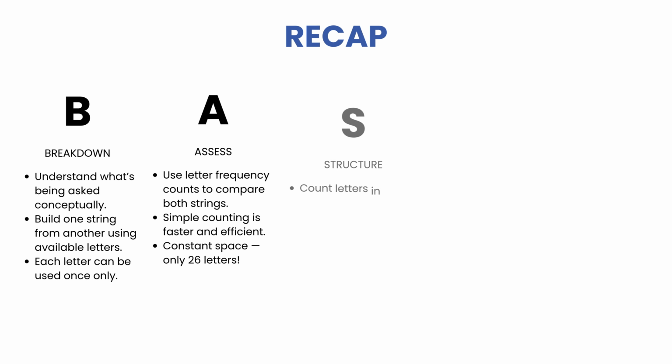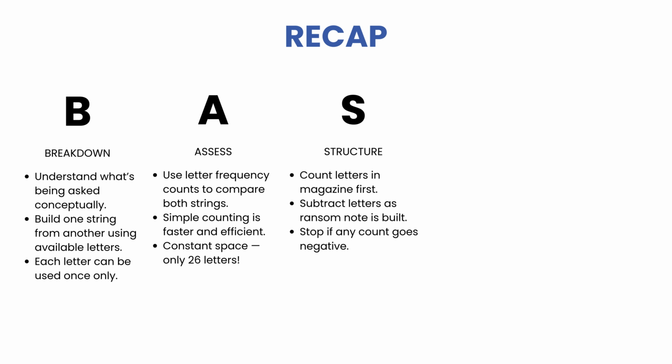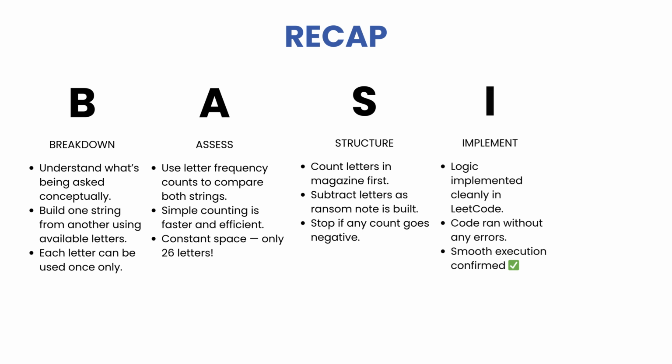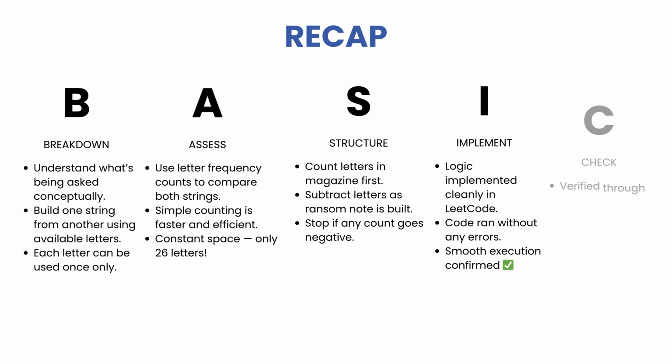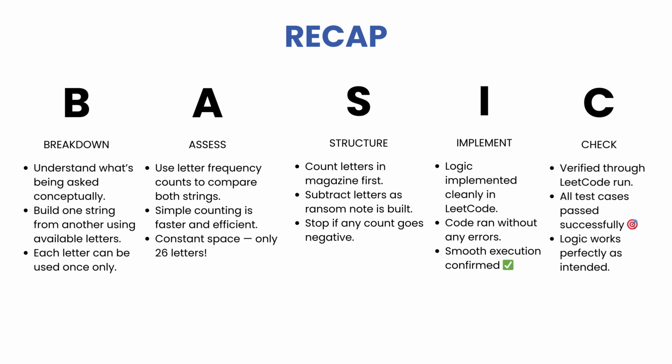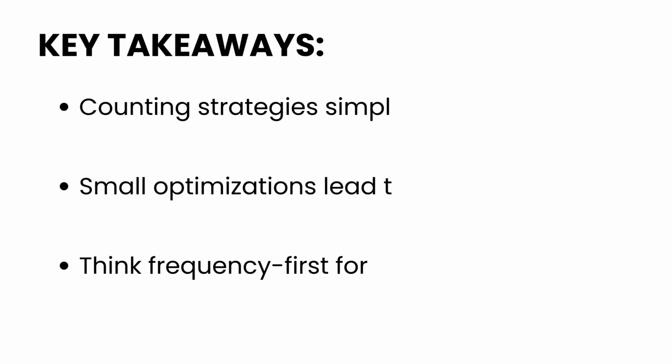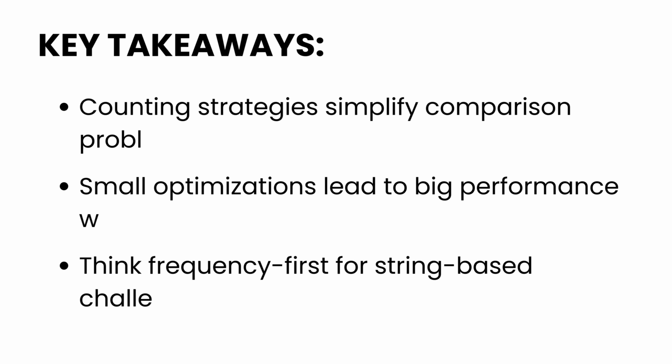Structure recap. Our plan was simple. Count every letter in the magazine, then spend those counts as we check through the ransom note. If we ever need more letters than available, we stop right there. Otherwise, we're good. Implement recap. We put this logic into code, ran it on LeetCode, and the implementation worked without any errors. Check recap. After running multiple test cases, we confirmed that the logic holds up. Every check passed successfully. The key takeaway here is how powerful simple frequency counting can be. When faced with problems about matching or availability, thinking in terms of counts often leads straight to the most efficient solution.